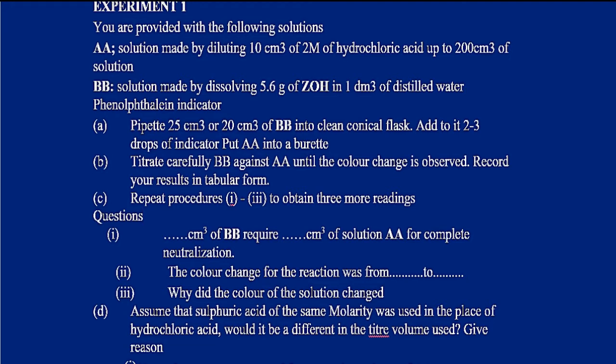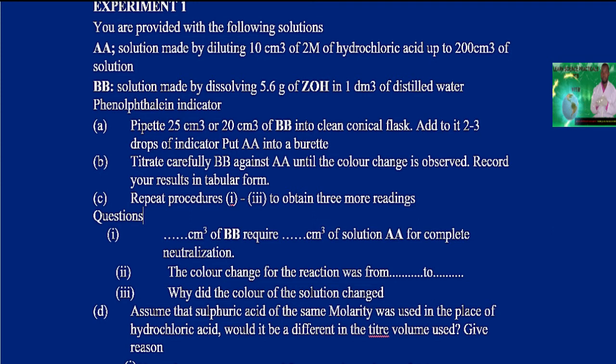Procedure is that one. We are supposed to pipette 25 or 20 ml. It depends. Do not use both pipettes, just choose one pipette of solution B. Then you are going to put it in a conical flask and add to it 2 drops of indicator. That is the procedure. You can use 2 drops or 3, but it depends on the concentration of your indicator. If it is lower concentration, you can use 3 drops, but if it is standard, you can use only 2 drops, enough. Then you are going to put solution A into a burette.